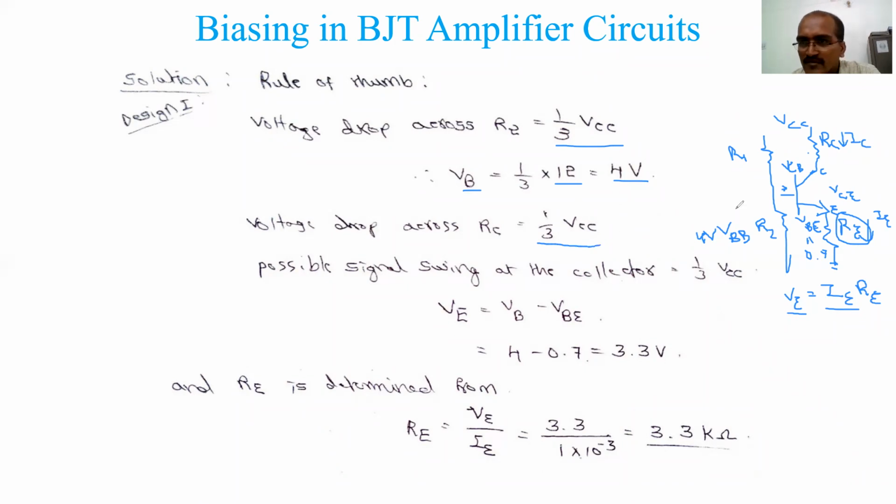The voltage drop across RC is also 1/3 of VCC, but this part we'll take up later. Similarly, the voltage drop across RC, that means here VC, is the collector voltage with respect to common ground. The voltage drop across RC is 1/3 VCC, that is IC into RC, so the possible signal swing at the collector is 1/3 VCC. To get the proper signal swing, this is what we have discussed, and that is why we are using it.